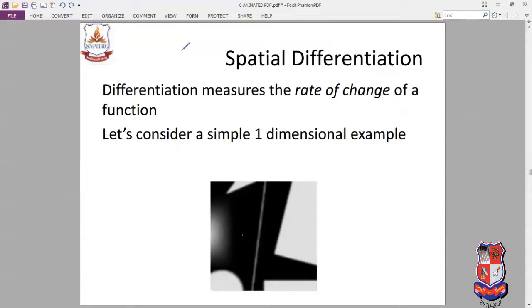So now we are going to see an example of spatial differentiation. Differentiation is the measure of the rate of change of a function. Now let us consider this example. You can see this particular image. If you can visualize a simple dot here, this is a very bright spot in between this dark background.